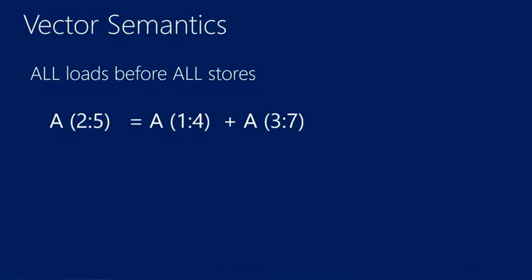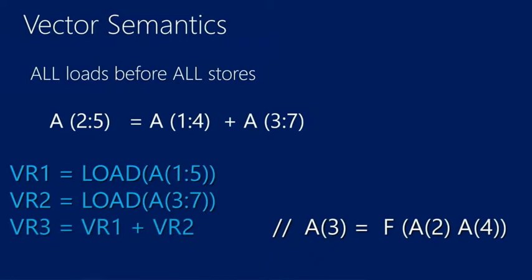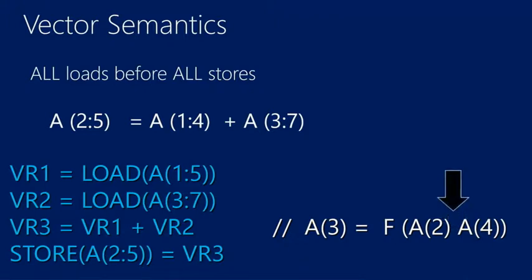Vector semantics, if you look back to the machine, require that all loads happen before all stores. So in this particular example, we would load vector register 1 with those values, vector register 2 with those values. Vector register 3 would be the vector add, and you would see that A sub 3 is a function of A sub 2 and A sub 4. And then we'd store that back into memory in those locations. So it's important to see that the vector version of that instruction is going to be a function of A sub 2 and A sub 4 for the third element, okay?